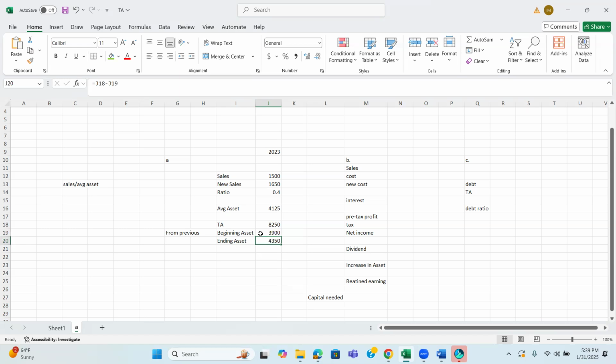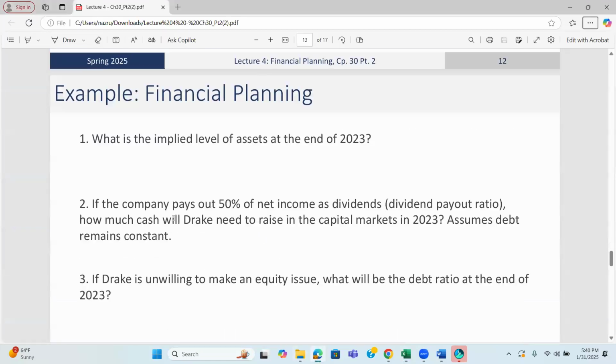Okay, so the tricky part here: you have to adjust the sales with the 10% increase, and with the ratio you need to find out the average asset, and then it's just simple calculation from the total asset, you just deduct the beginning asset to get the ending asset of 2023. The beginning asset of 2023 is equal to the ending asset of 2022, similar to how the ending asset of 2023 will be the beginning asset for 2024. Okay, all right, now let's move to the next question.